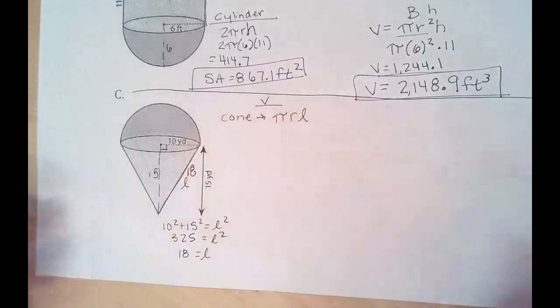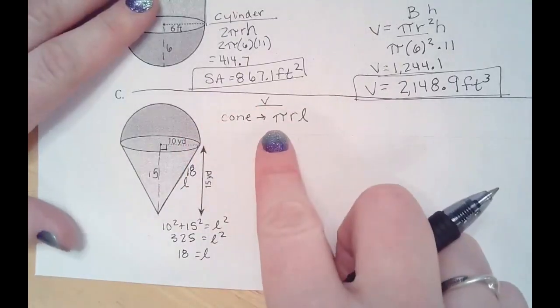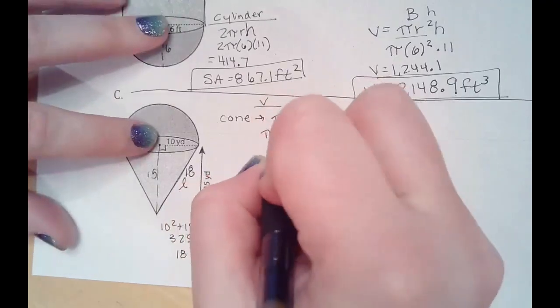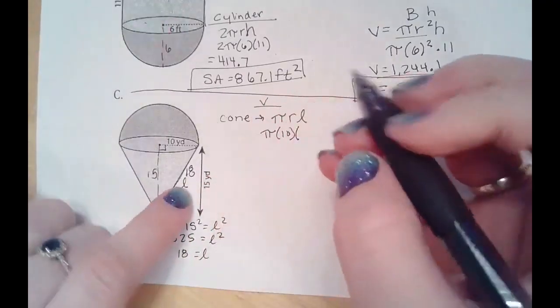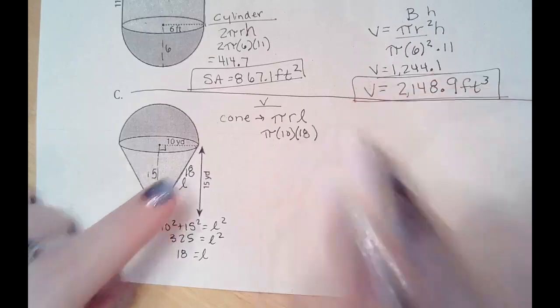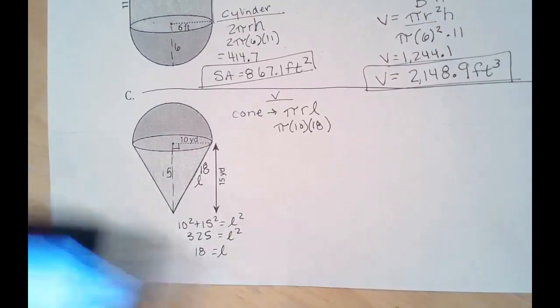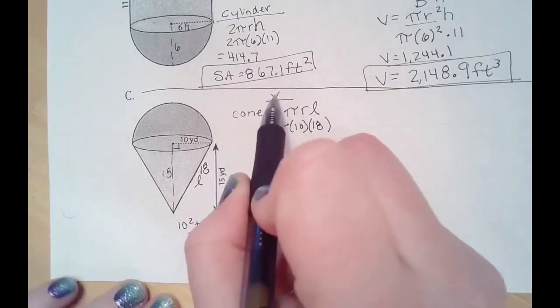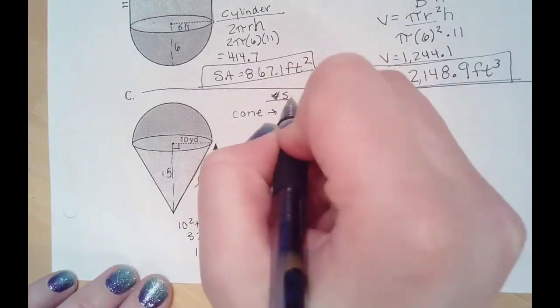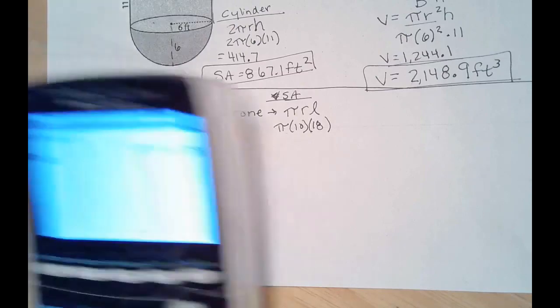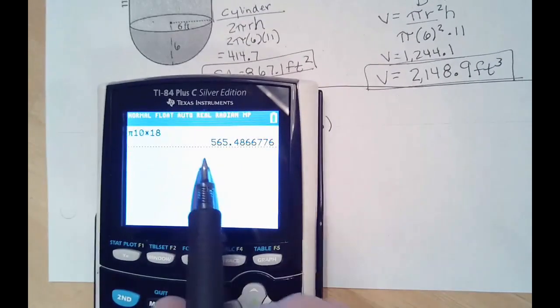Now working with my cone, pi stays pi. R, my radius, is 10. My L, slant length, is 18. Plugging that into my calculator. I labeled this volume, but this is surface area. Please correct that if you wrote it down. So we have pi times 10 times 18, which is 565.5.